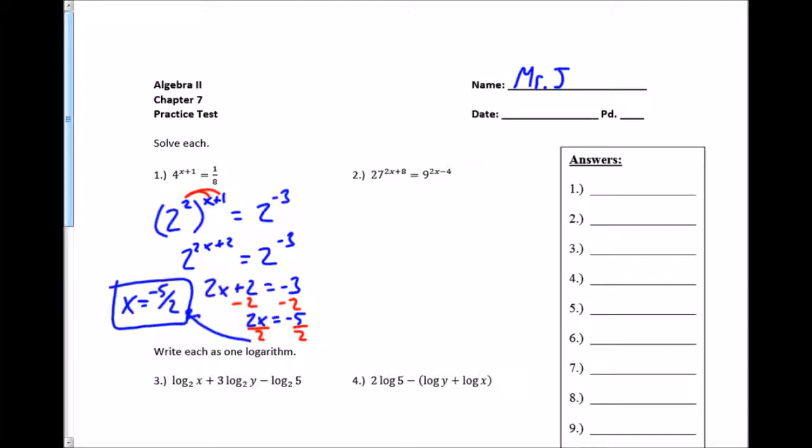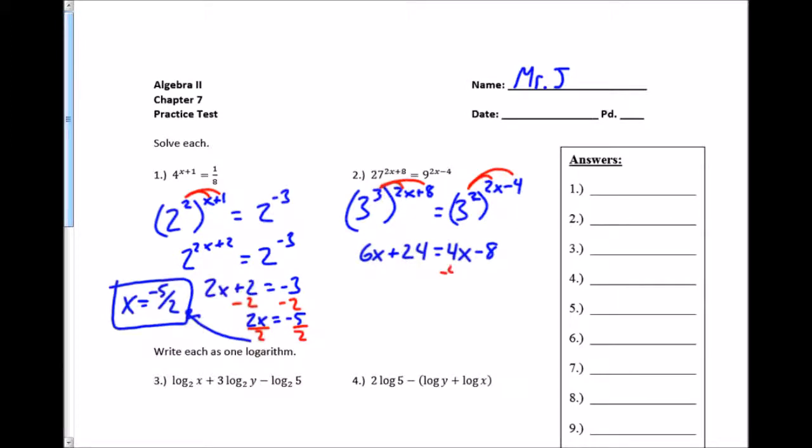I can do the same thing in number 2. Here they have a common base of 3. 27 is 3 to the third power. 9 is 3 to the second power. Again, when I raise something to the power, I multiply the exponents. I'm going to be distributing here. And I can see that I have the same base, so I'm just going to go right to setting the exponents equal to one another. That's going to be a 6x plus 24 equals a 4x minus 8. And now I can solve this for x.